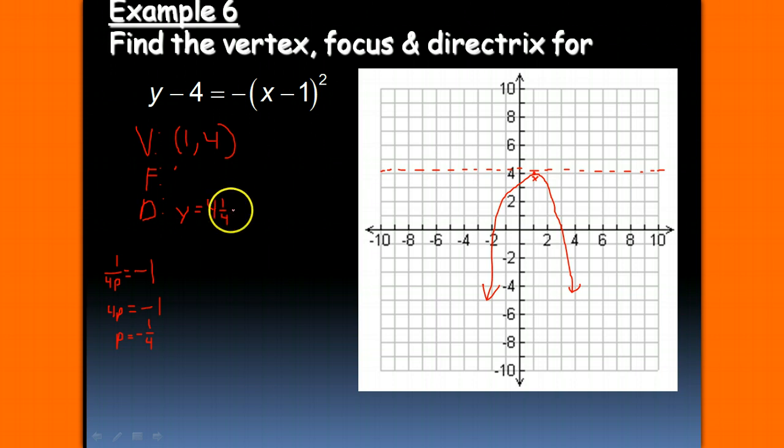Okay, kind of weird that it's a fraction like this, but it's a very small p in this case. Alright, and then for our focus, we can move down 1/4 to our focus. So here's our point, so we're not going to change our x value, and we're going to have 3 and 3/4 as our focus, because we moved down 1/4 from our vertex. Alright, and there we go, we have the 3 items.